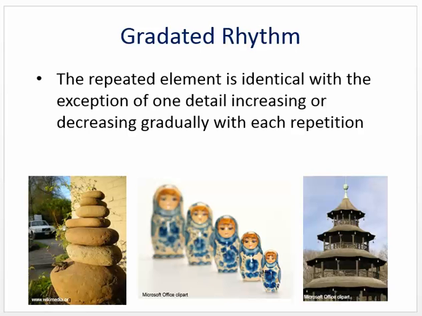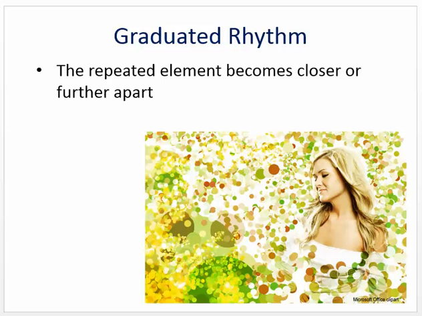And then you have gradated rhythm. So repeated element is identical with the exception of one detail increasing or decreasing gradually. So this here's gradated rhythm. Notice that the stones are getting bigger, the pieces are getting smaller, and that the tops, the roof lines, are getting smaller, or you could say they're getting bigger. Here we have graduated rhythm. The repeated element becomes closer or further apart. All right, very pretty picture, but what we're looking at here is graduated rhythm. Some of them are closer, some of them are farther apart.